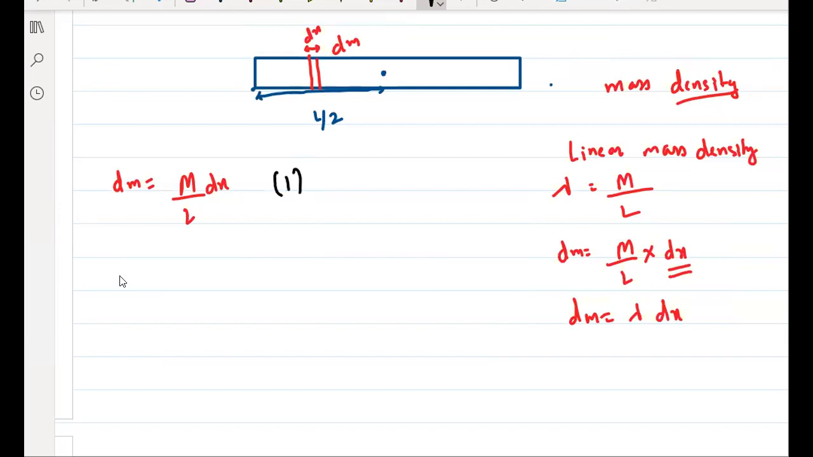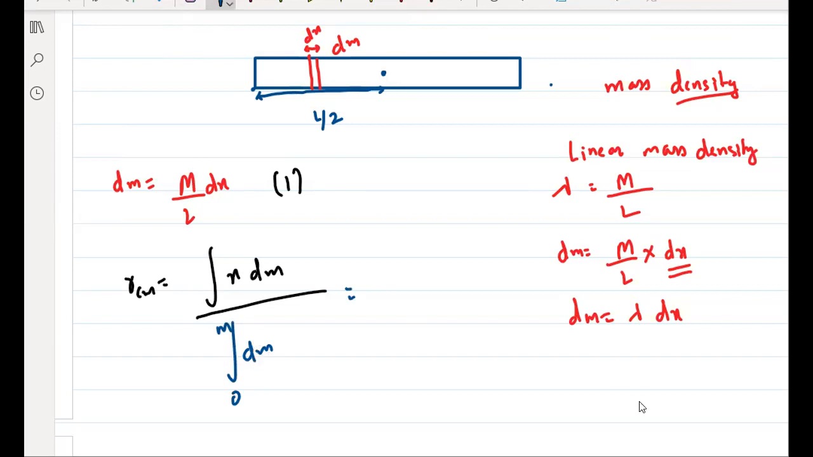Okay. Now, what is the formula of center of mass? Our center of mass is equal to the integration of x dm by just m. It is just m because the integration of dm is just m. If it is not varying, integration of dm from 0 to m is just m.